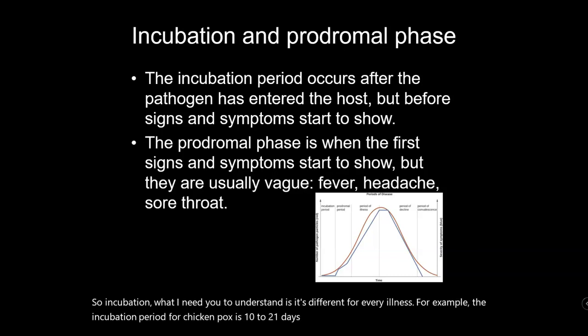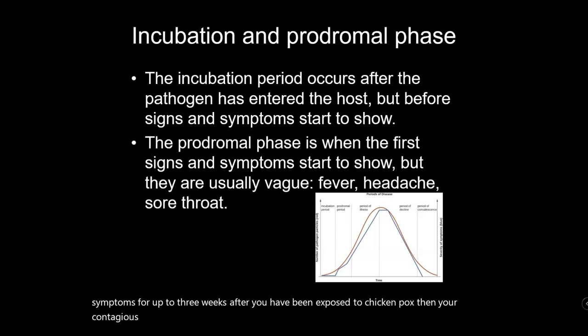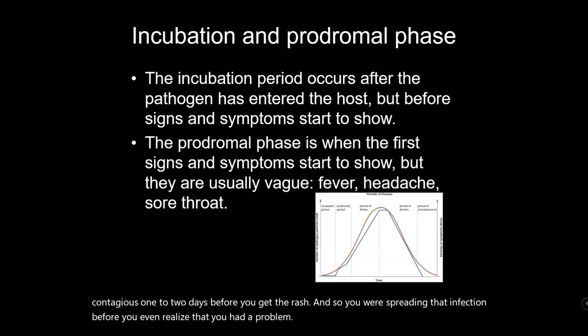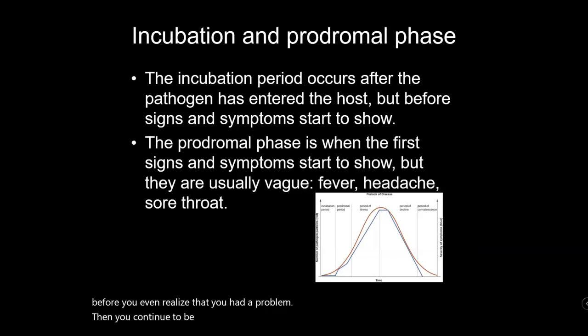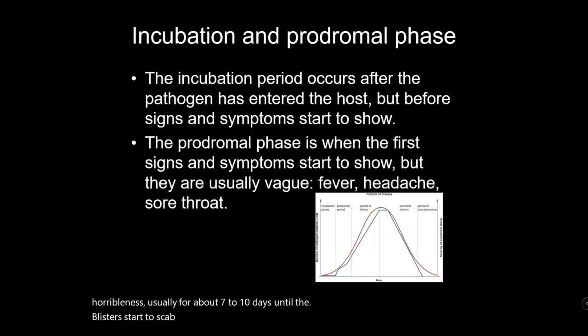So you get exposed and you might not show symptoms for up to 3 weeks after you have been exposed to chickenpox. Then you're contagious 1 to 2 days before you get the rash. And so you were spreading that infection before you even realized that you had a problem. Then you continue to be contagious as you have the itchy rash and the fever and the horribleness, usually for about 7 to 10 days until the blisters start to scab over. You've stayed contagious that whole period.